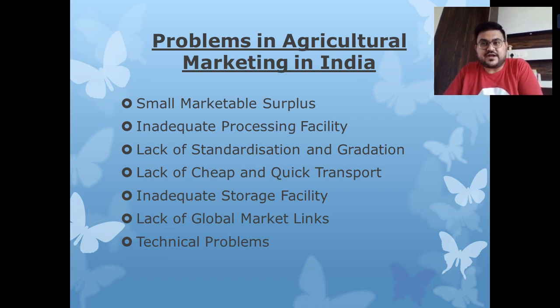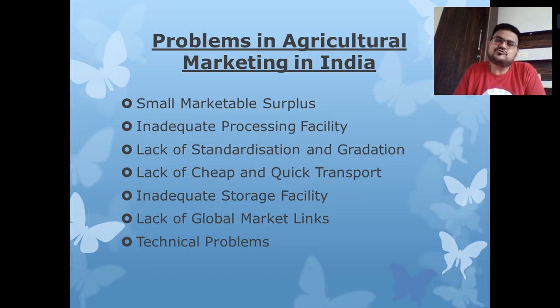Transport is a big problem. The major problem is that it is not available cheaply. So we need cheap and quick transport facility. It is not available, so we are looking at better transport options. Storage is also a problem. We do not have proper storage. When I say do not, it means that majorly we have, but we create a lot of wastages. So we do not have adequate storage facility.